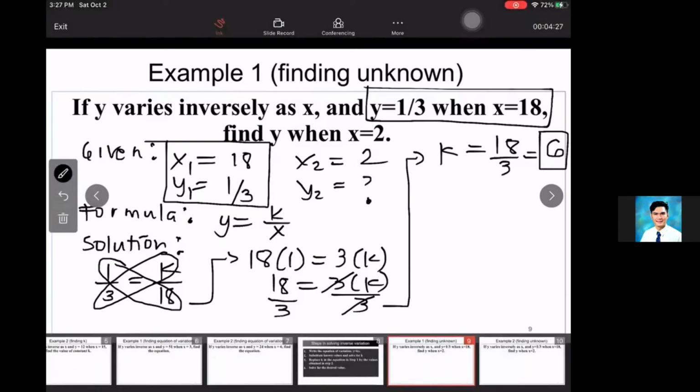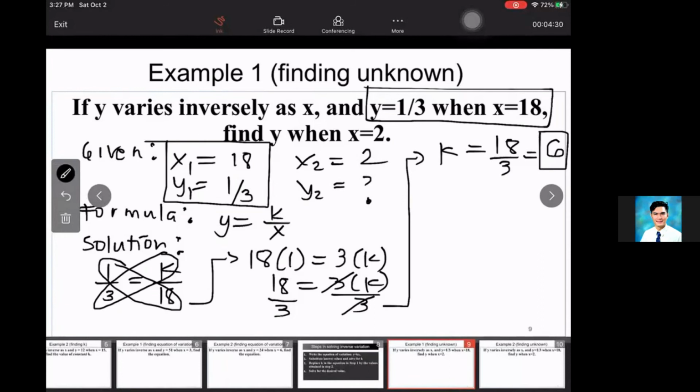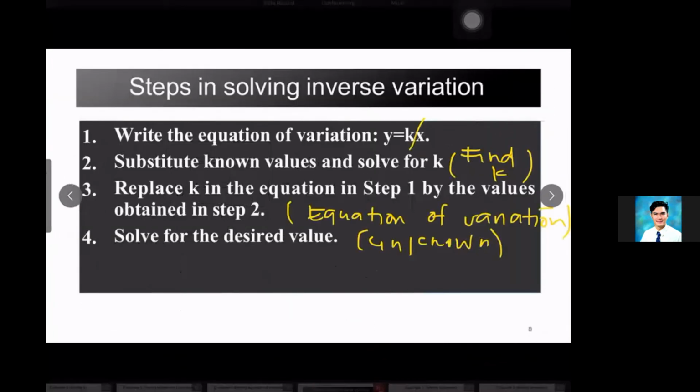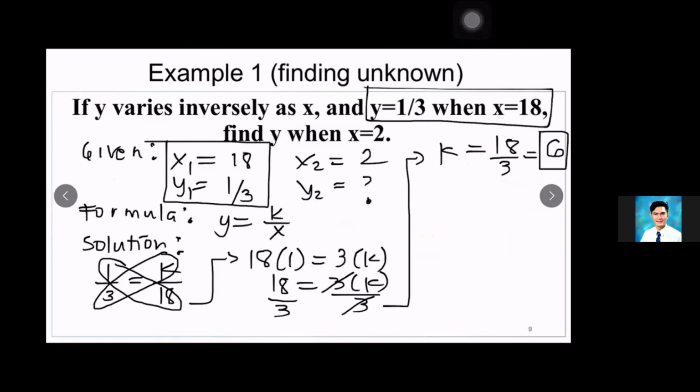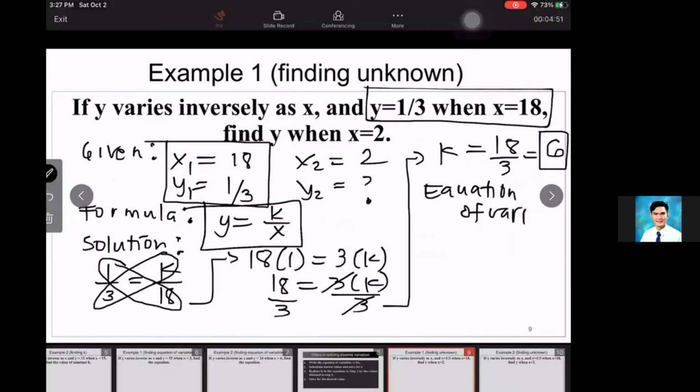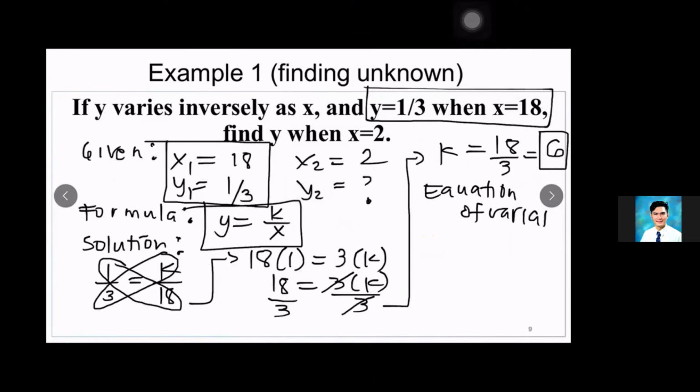Since we identified k, let us now go to our third step, which is the equation of variation, substituting the k value to our formula. Always remember that only k is what we substitute in identifying the equation of variation. Substituting 6 to k, it will become y equals 6 over x. Therefore, this is our equation of variation.